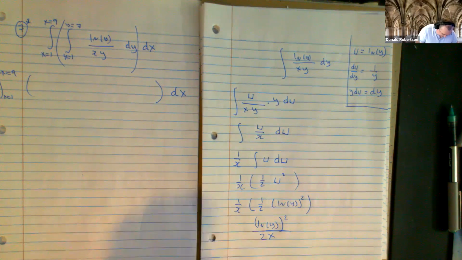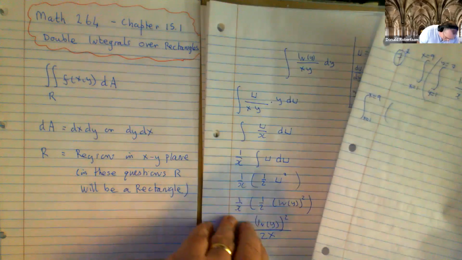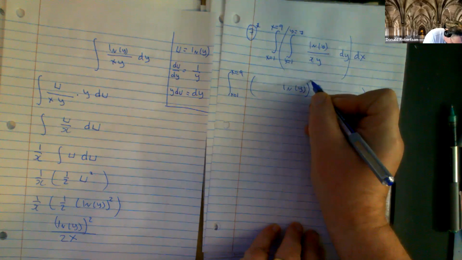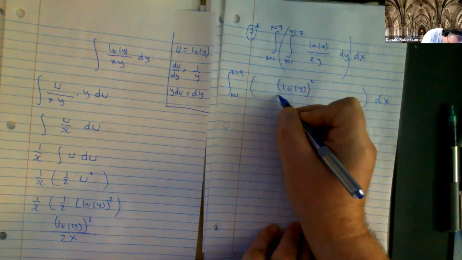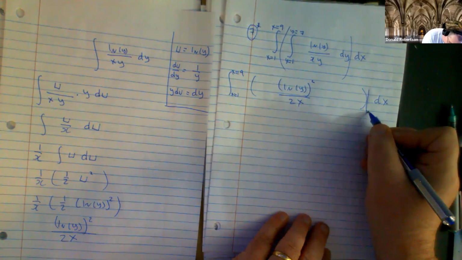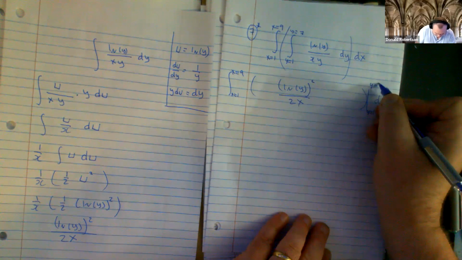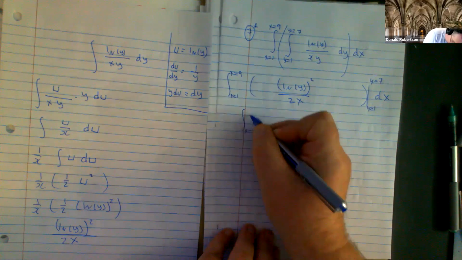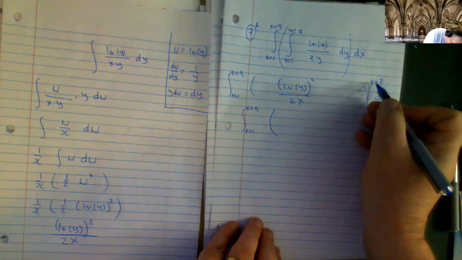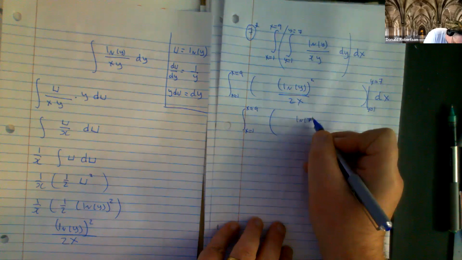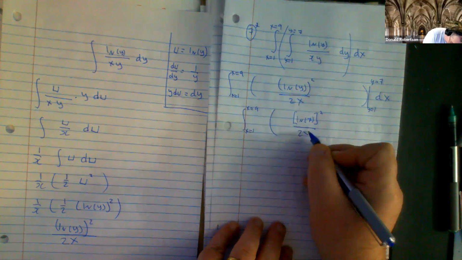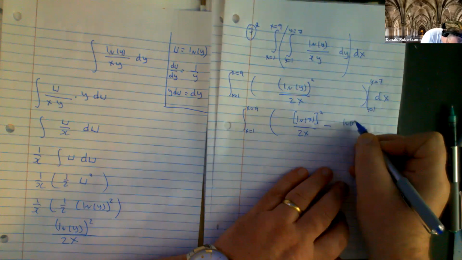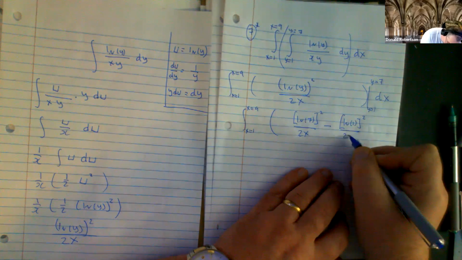So I can now return and say, oh, so you want me to do the natural log of y squared all over 2x, evaluated at y equals 1 and y equals 7. So evidently I didn't need that much room. So it's going to be from x equals 1 to x equals 9. Right, let's plug it in. If you put in 7, you get the natural log of 7 squared over 2x. Take away the natural log of 1 squared over 2x dx.